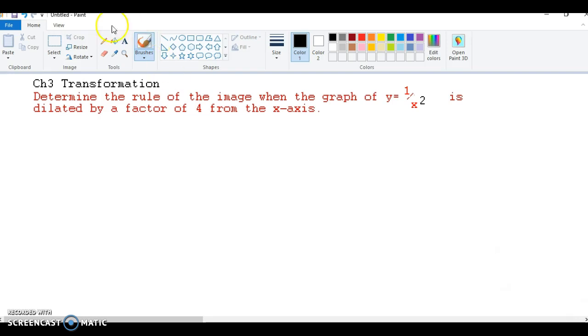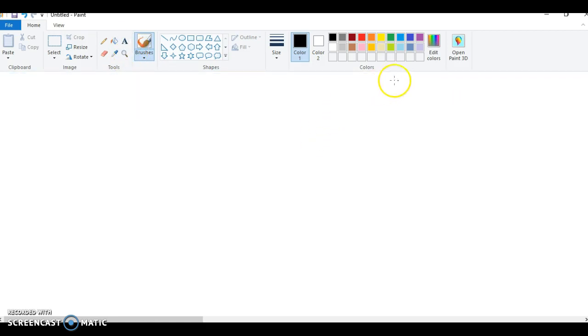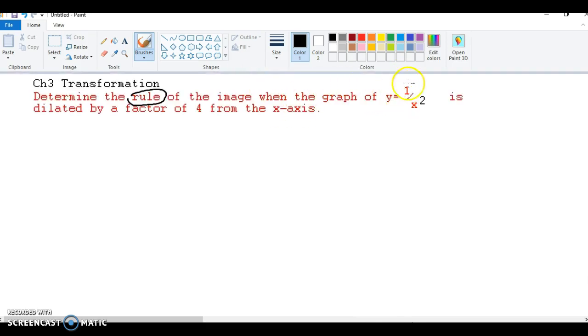First of all, when you look at this question, determine the new rule. If I've given you the rule y equals 1 over x squared, I need to dilate it by 4 from the x-axis. Every time we see this type of question, we do the same thing. We need to know the difference between the new x and the old x. So first of all, we write it in this way: the new x will be equal to something changed to the old x. The new y will be equal to something changed to the old y.